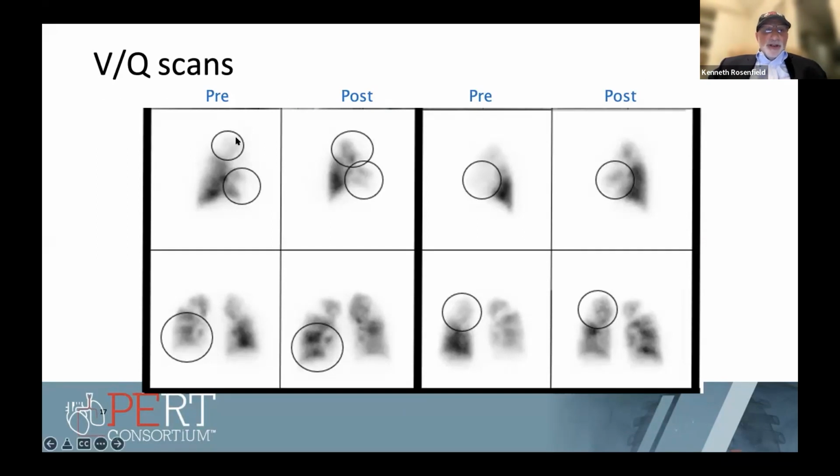And you can see pre and post. Pre, there was a gap here, and post, now the perfusion is better. That's just one example. Here's another view that shows this area that was underperfused now is perfused. And this is how we follow these patients.